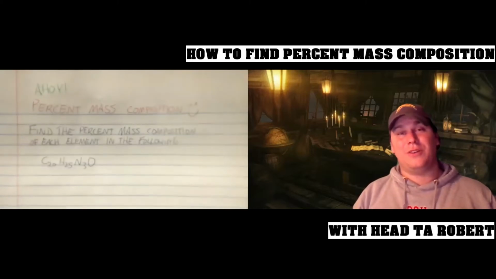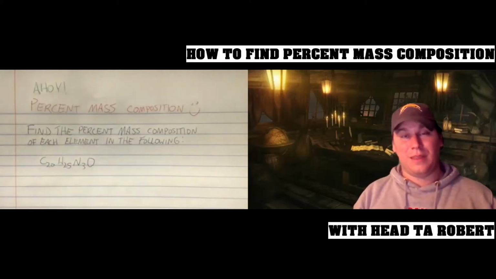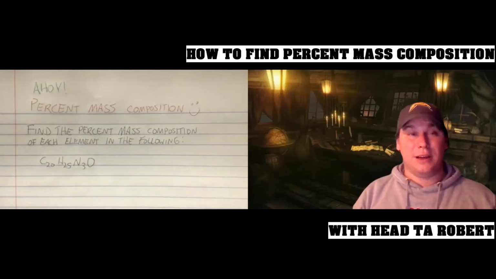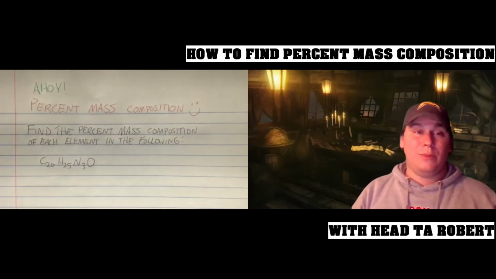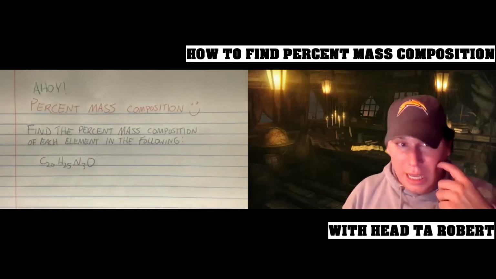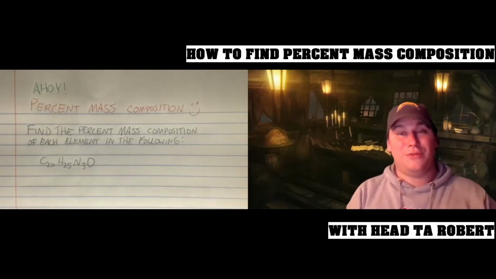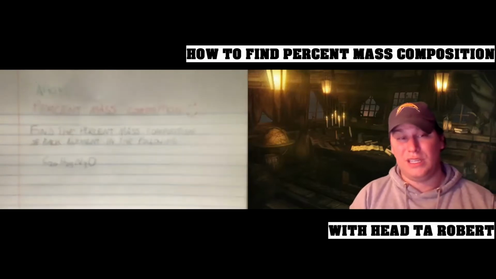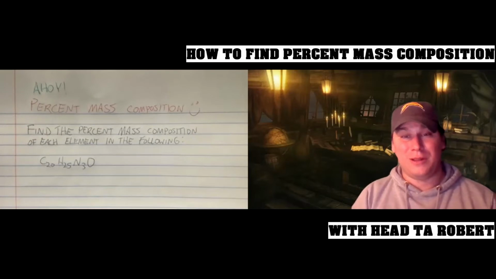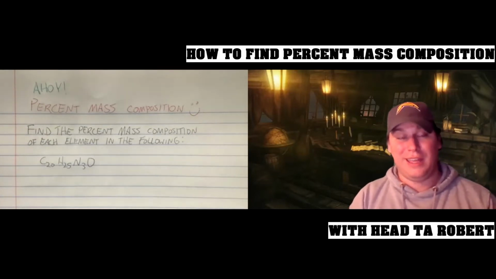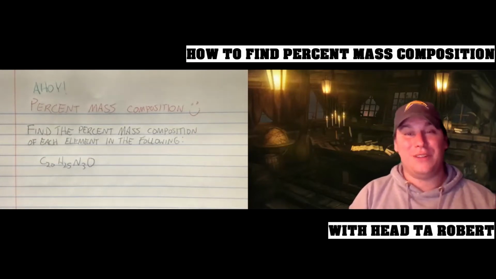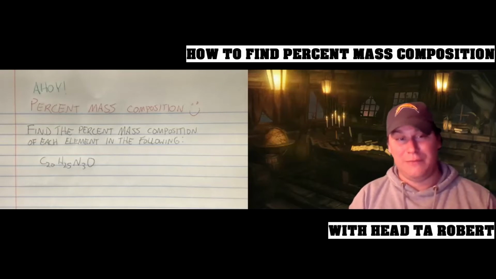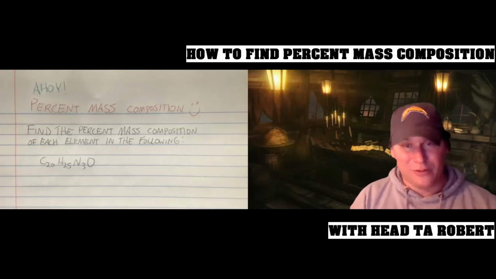Today, we're going to cover percent composition. Now, in this case, it'll be percent mass composition. In this problem, we want to find out the percent mass composition of each element in the following, and it's C20H25N3O. So what this problem is calling for is to find out all of the grams of carbon and find out what percent of that is out of the total mass of the molecule. Same for hydrogen, same for nitrogen, same for oxygen.